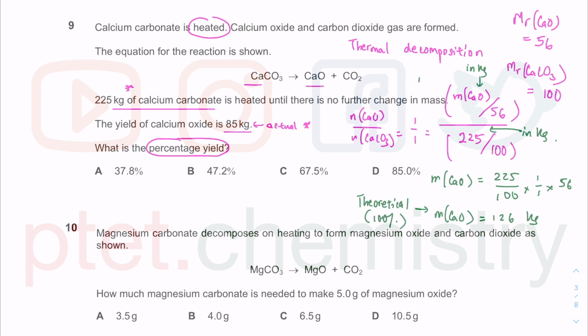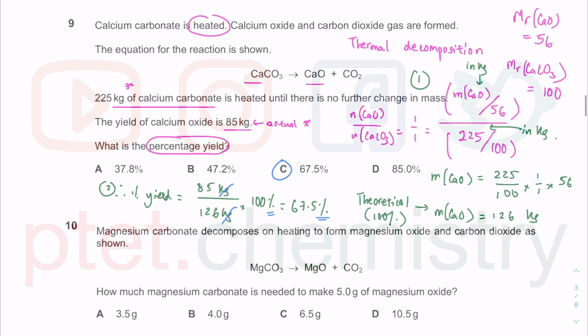So if this is step 1, therefore the percentage yield, how much do you actually get? You only get 85 kilogram. You expect 126 kilogram, but you only get 85 kilogram in reality. So 85 divided by 126, the kilogram and the kilogram get cancelled out because the units are the same, and now your unit is percentage. 67.5 is option C there.